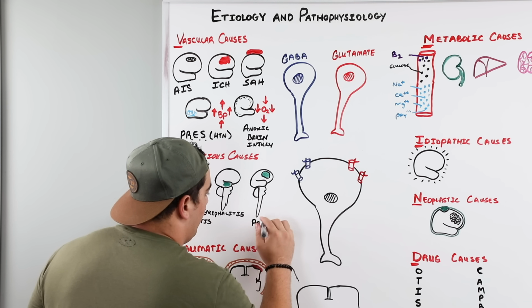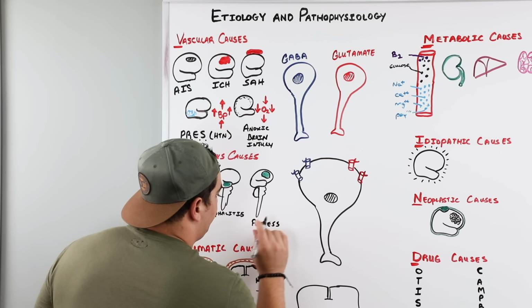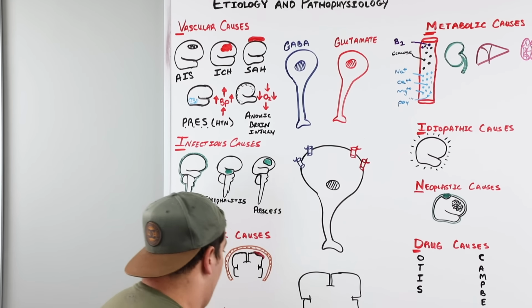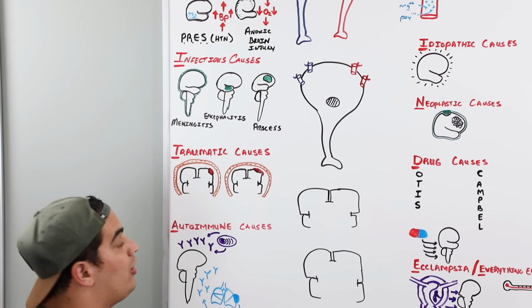So, three particular infectious causes that I want you to remember: either inflammation of the meninges, meningitis, inflammation of the brain tissue, encephalitis, or a big loculated accumulation of infectious material called an abscess. These things need to be near the cortex, though, in order to trigger seizures. The next one, so we've got the first part of our VITAMIN D and E mnemonic, is traumatic causes.